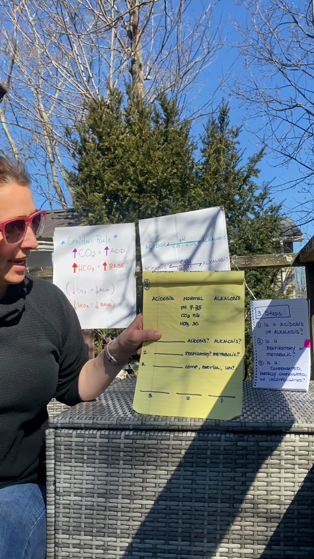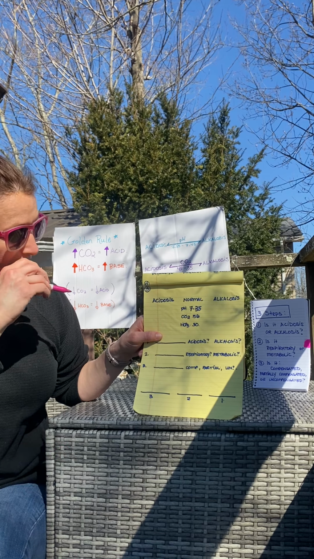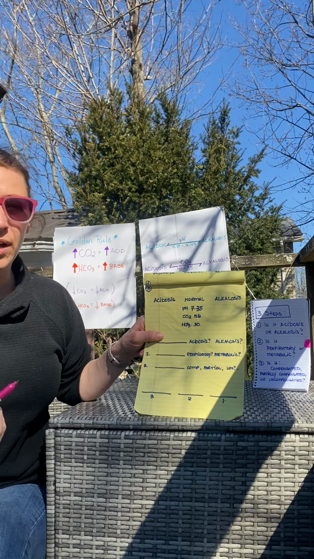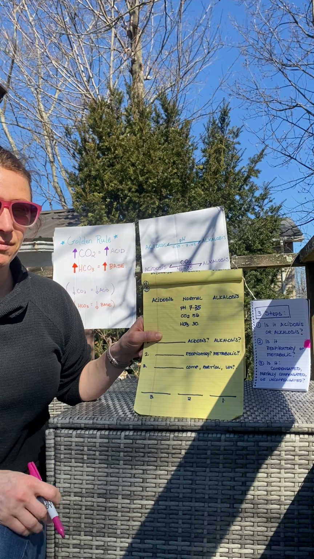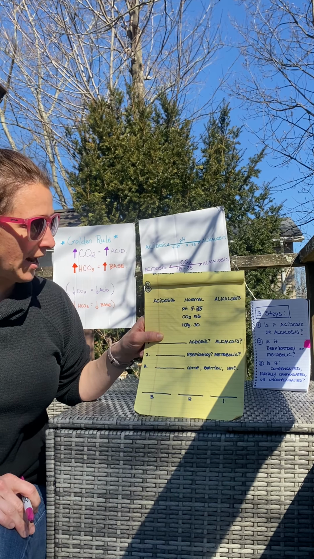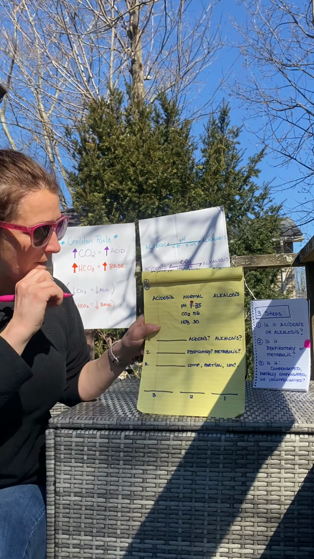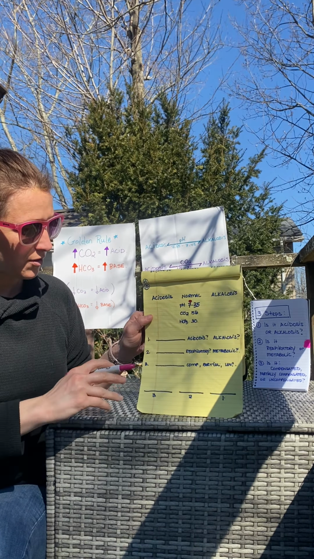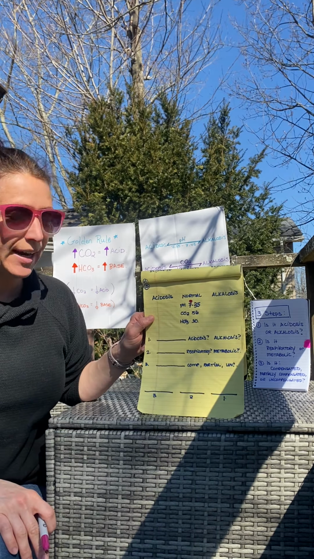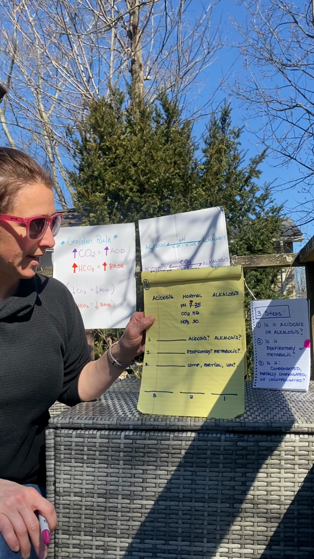All right, girls, so we got pH 7.35. What is normal? 7.35 to 7.45, right? So 7.35 is normal. So is it acidosis or alkalosis? We're gonna skip that for a second.